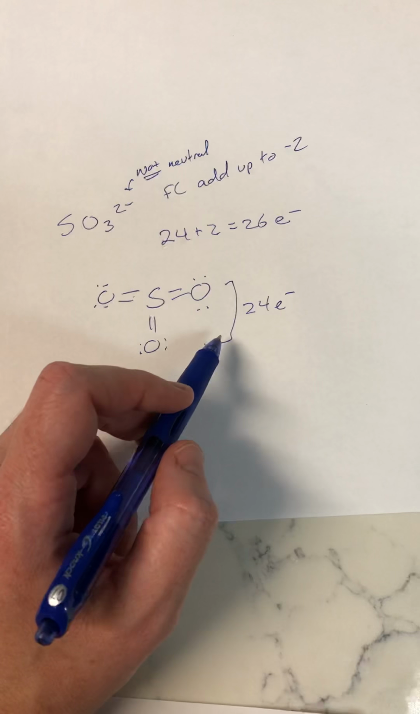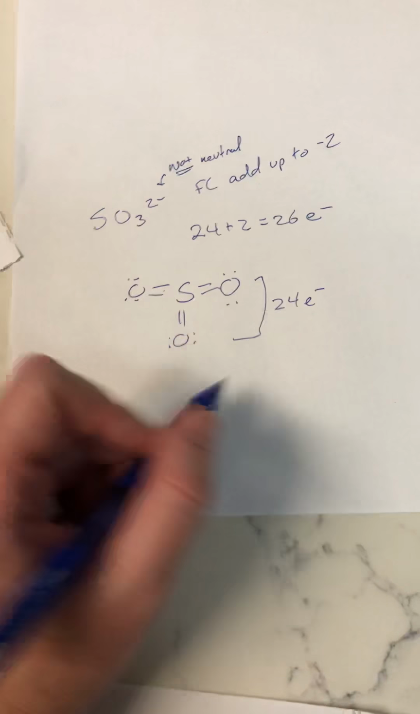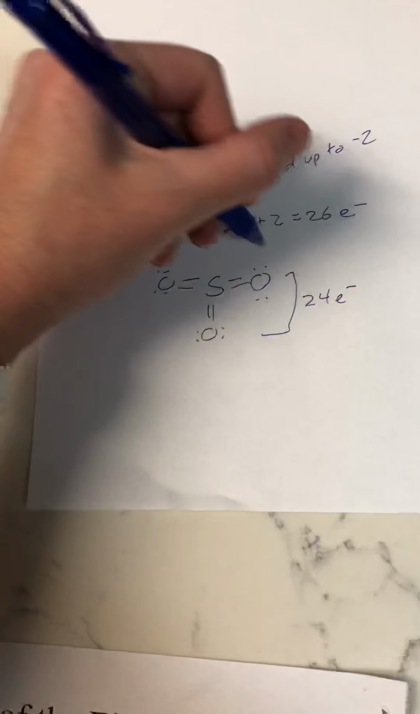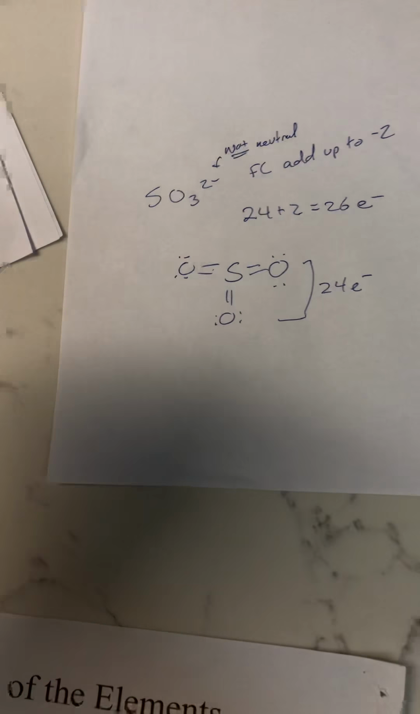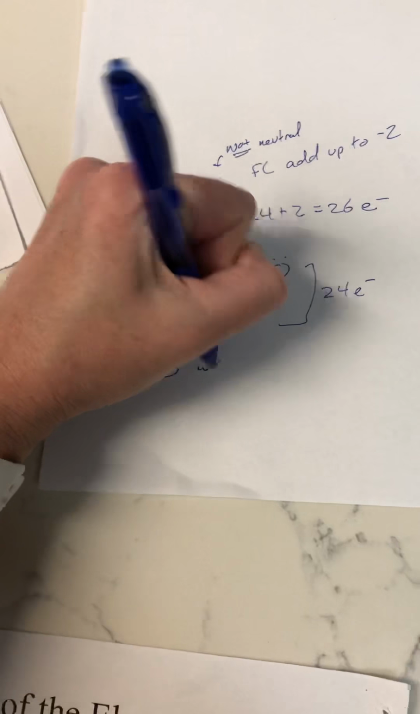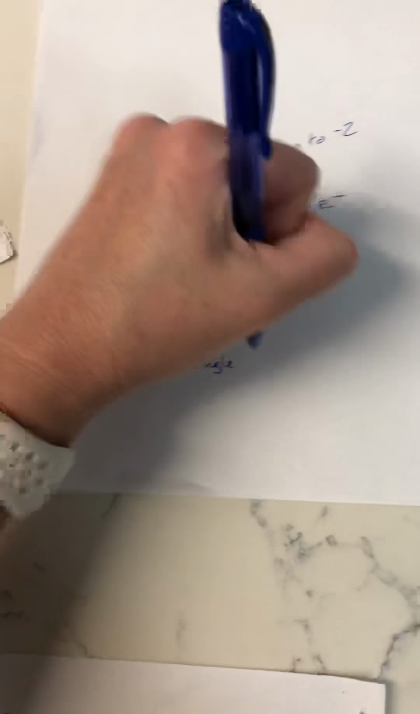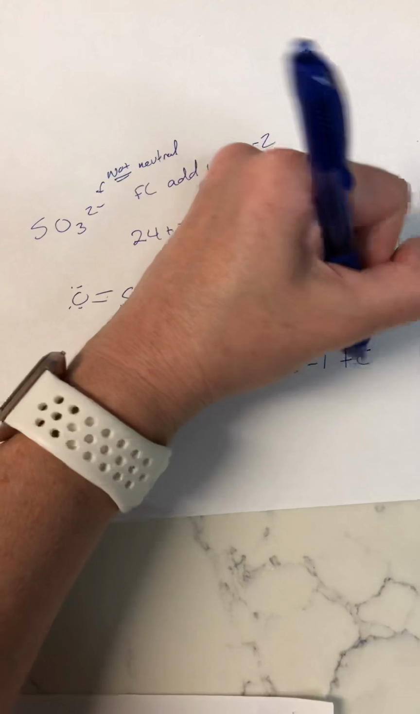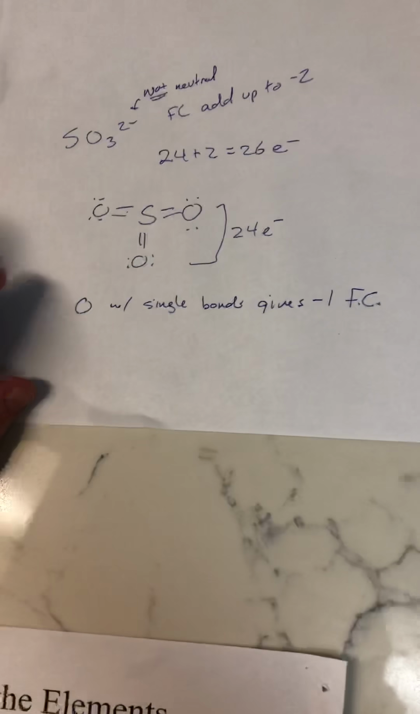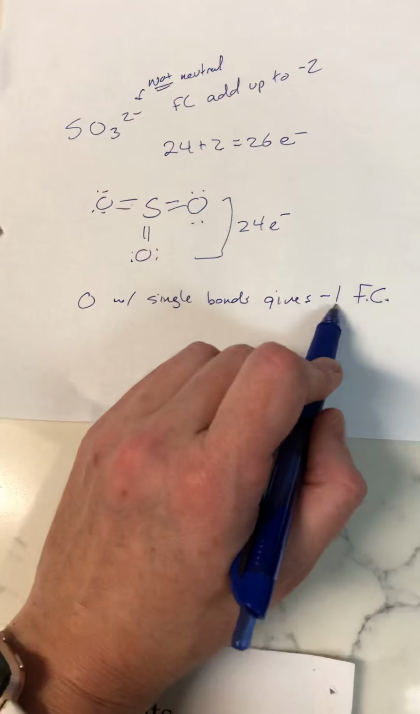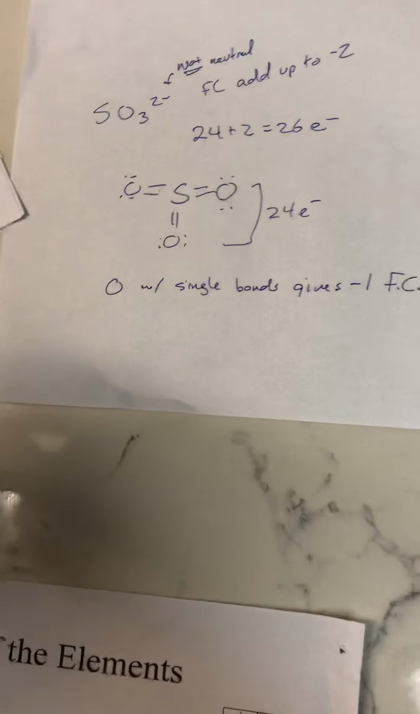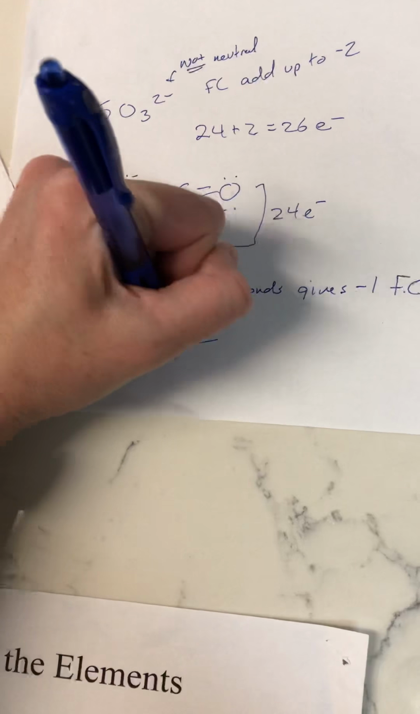Well, we also need the formal charge of something to be -2. And if you remember, the formal charge of all of these are 0. Oxygen with single bonds gives a -1 formal charge, and if you start practicing these enough, you'll start to see that. So an oxygen with a single bond gives a -1 formal charge. That means we need 2 oxygens with single bonds to give this. So let's go ahead and draw it.